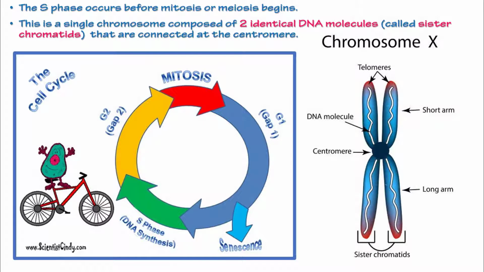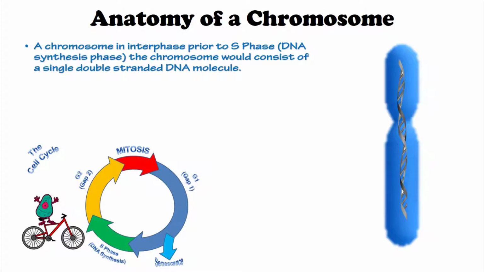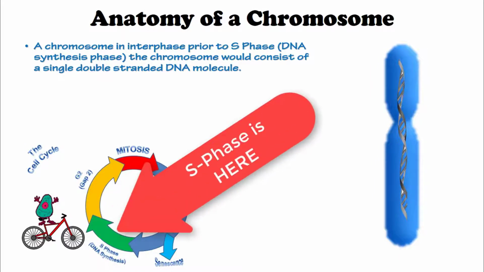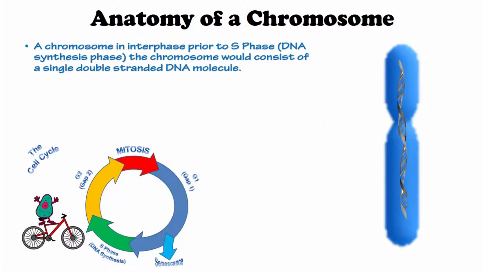This is a single chromosome that has two identical DNA molecules called sister chromatids. These sister chromatids are connected at the centromere. A chromosome in interphase prior to the S phase, or the DNA synthesis phase, would consist of a single double-stranded DNA molecule. It would not look like an X.